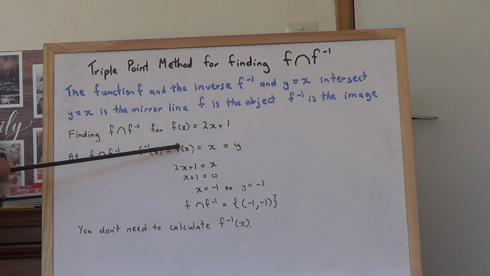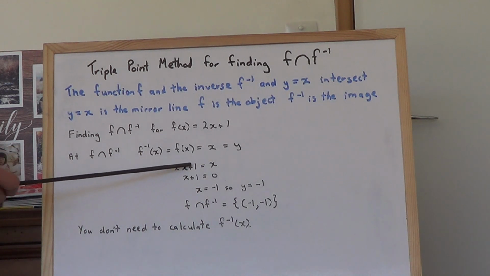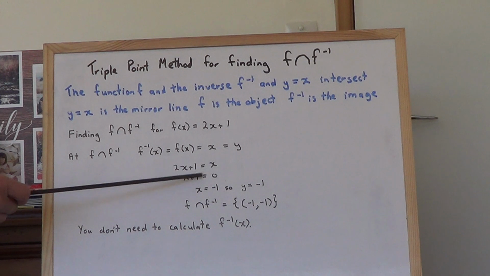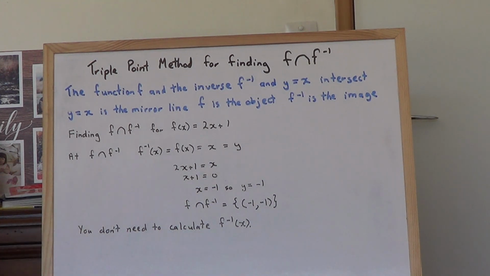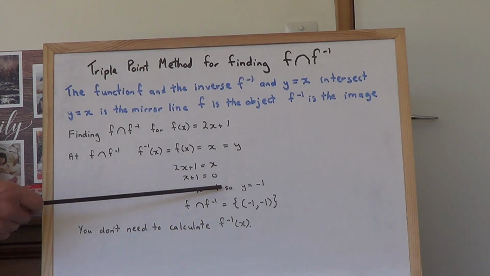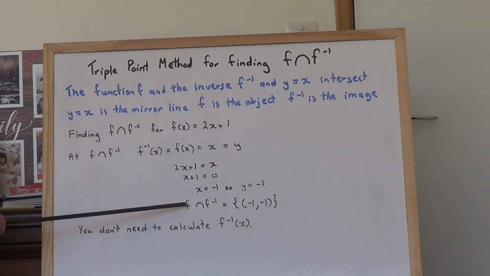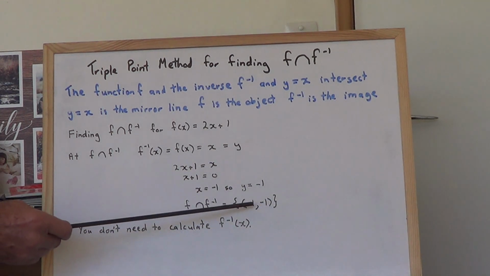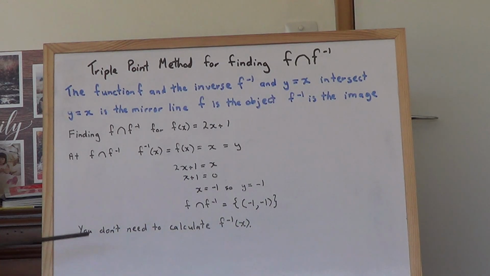And then basically you just focus on these two, 2x plus 1 equals x. Take x from both sides, x plus 1 equals 0, x is minus 1, and up here, so y is minus 1, so f intersection f to the minus 1 is the set which contains the point (-1, -1), and you don't need to calculate the inverse of the function.